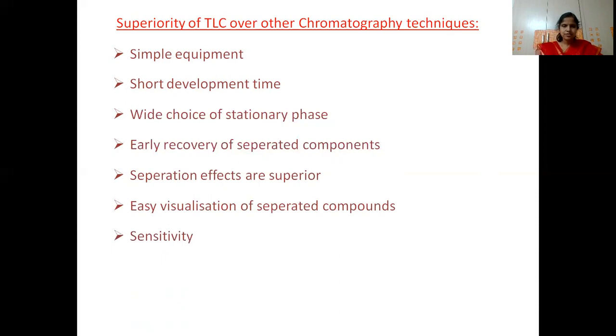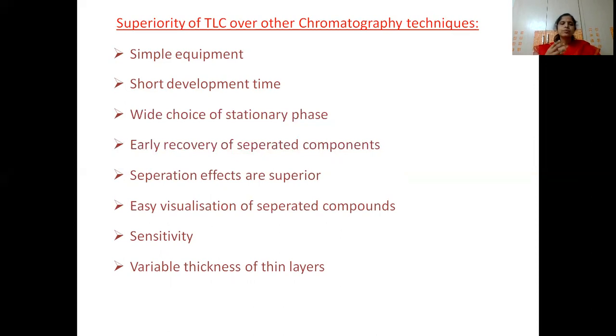It is very sensitive. When you compare with all the other techniques, it is very fast. So it is very sensitive. Variable thickness of thin layers. If you change the layers, the uniformity of the layer is also very important while preparing the TLC plates.